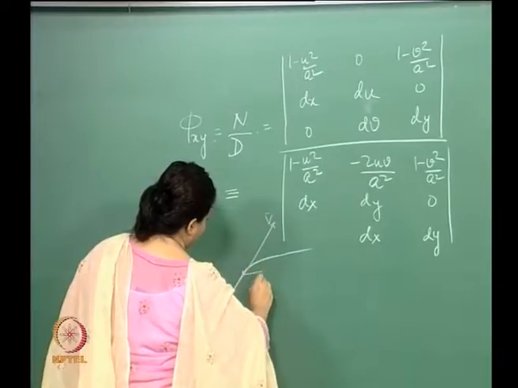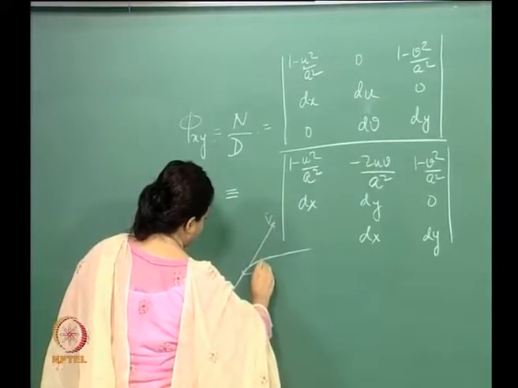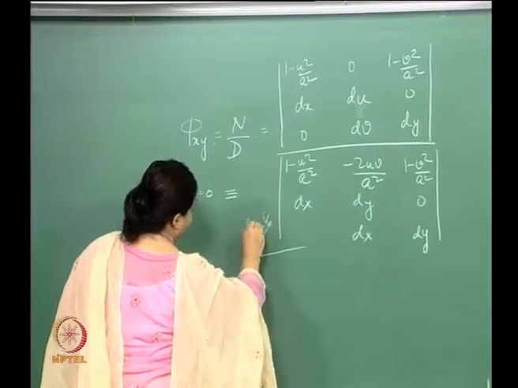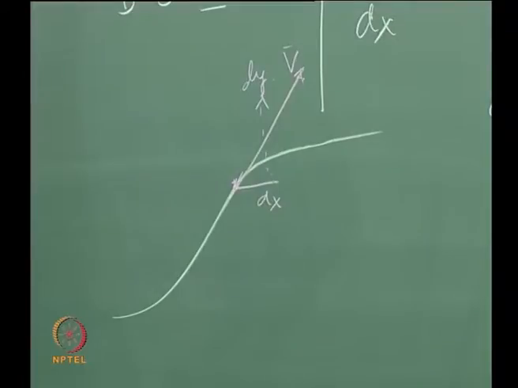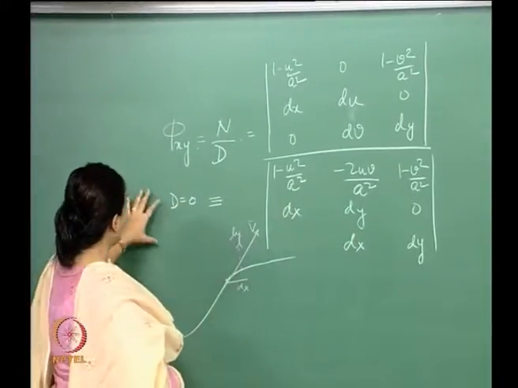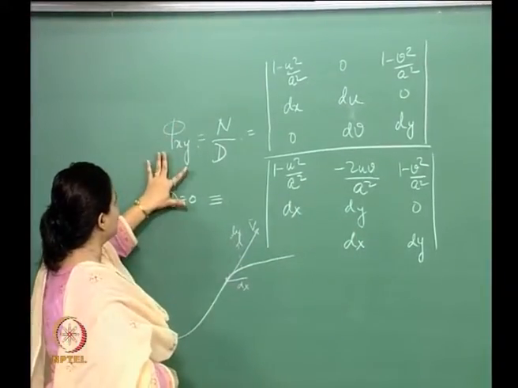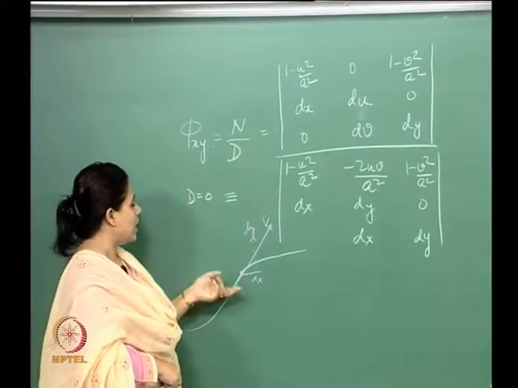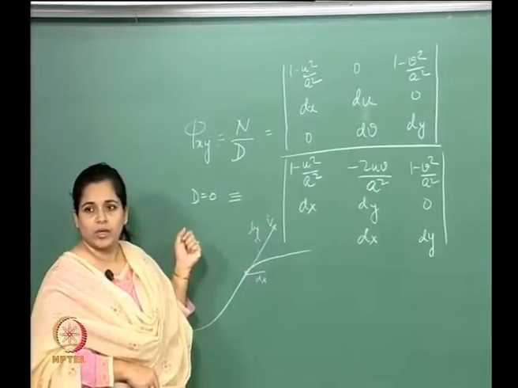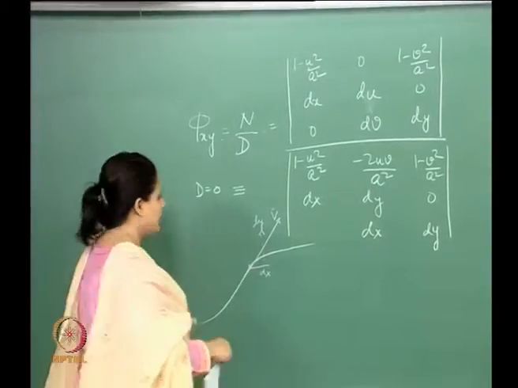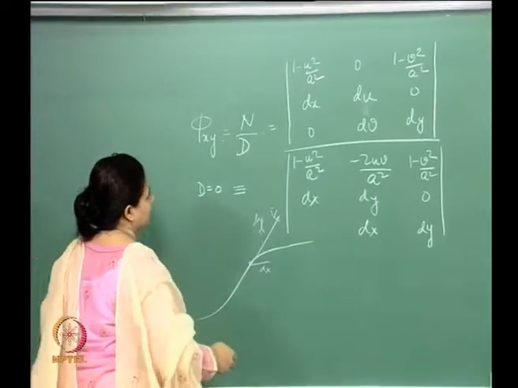So, I choose a dx and a dy in such a way that this d goes to 0. Then the derivatives of my flow field are going to disappear, are going to become indeterminate and may also be discontinuous. Okay. Now, let us look at this.